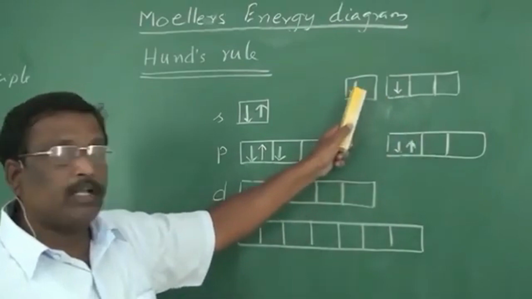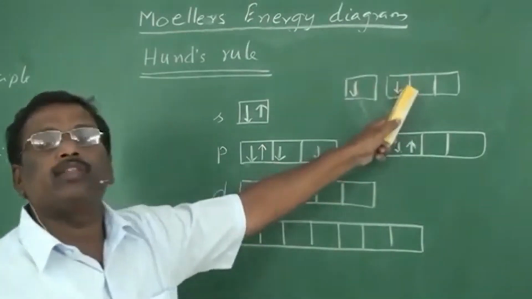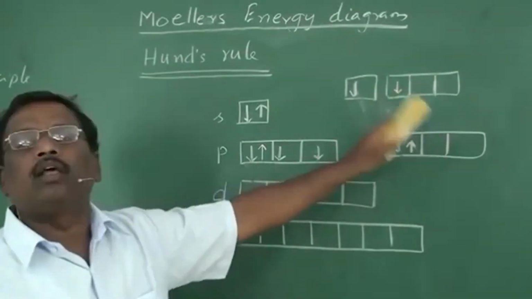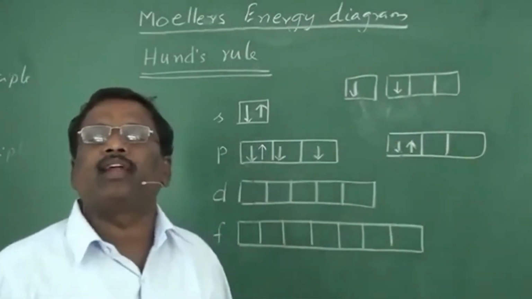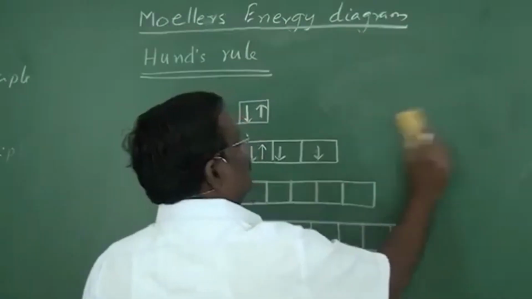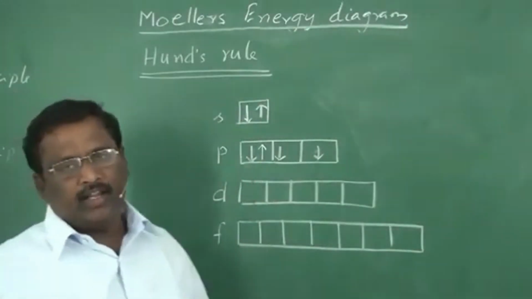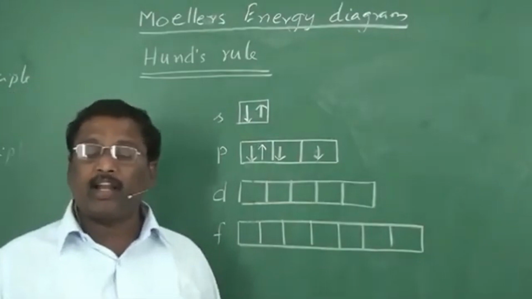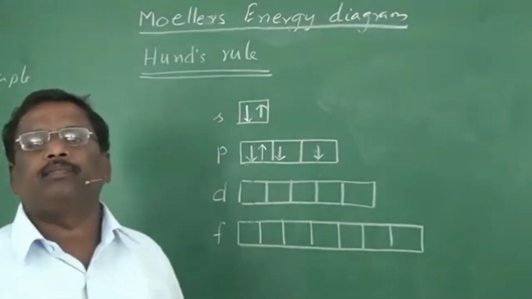After filling of this orbital only, the electron is supposed to enter into the next orbital. Pairing is possible only when all degenerate orbitals are filled with 1 electron each. So, these are Hund's rule. Hund's rule applies when electrons are filling in degenerate orbitals. Degenerate orbitals means the orbitals with the same energy.